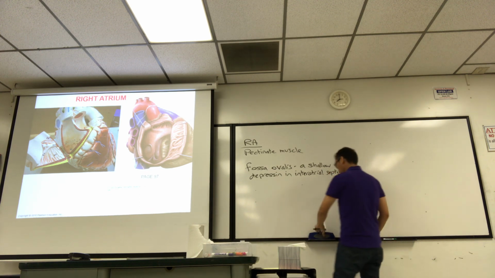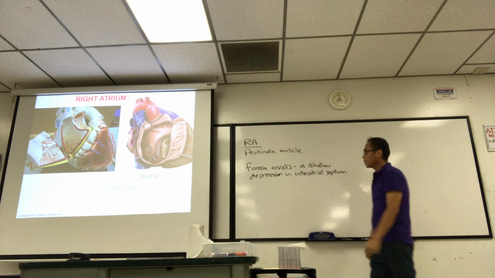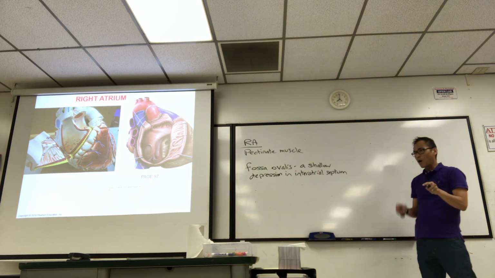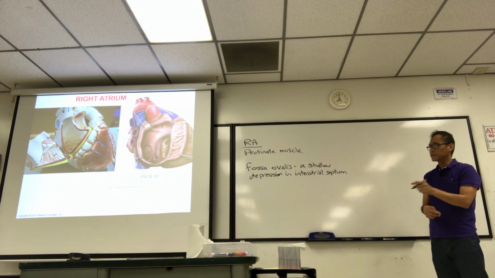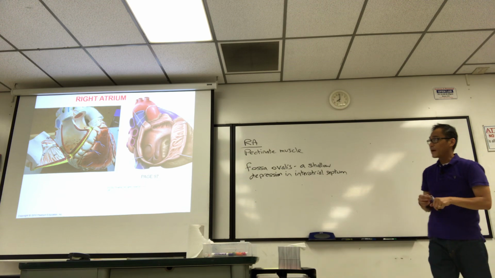Oh, sorry, I misspoke, depression. It's another remnant of fetal circulation. It used to be a hole between the RA and LA, another lung bypass. But in adults, it closes, and it's a structure you can identify in the right atrium.